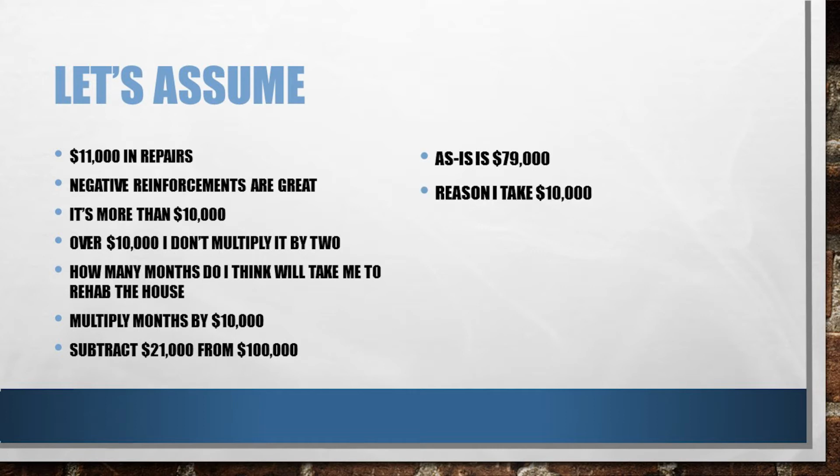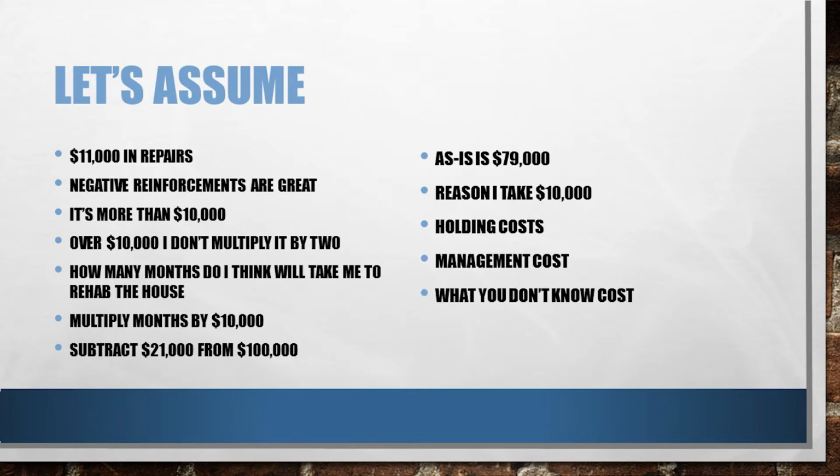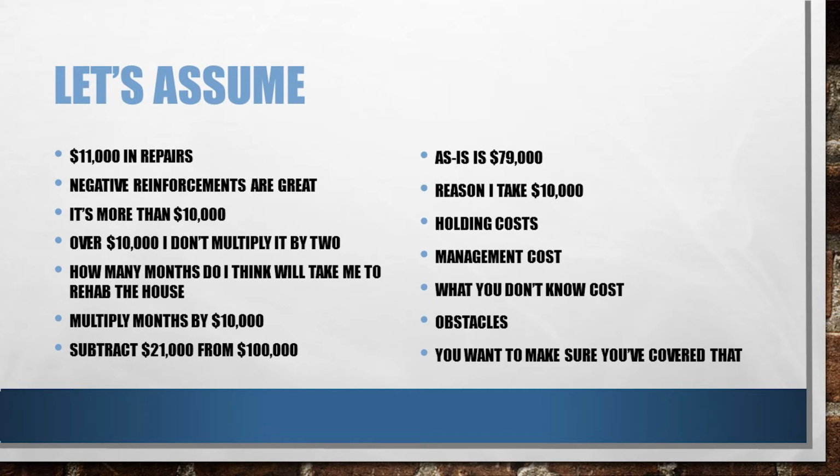And the reason I take $10,000 per month is you have holding costs. You've got management costs. You've got what you don't know costs. You've got a lot of obstacles and things that could come up in front of you that you've got to mitigate by paying for. And you want to make sure that you've covered that. And I have found $10,000 per month is enough. If I go out there and hire a general building contractor in a cost plus arrangement, I know that I've got to pay him 10 grand a month. And then I've got some holding costs and I've got to build all this stuff in.